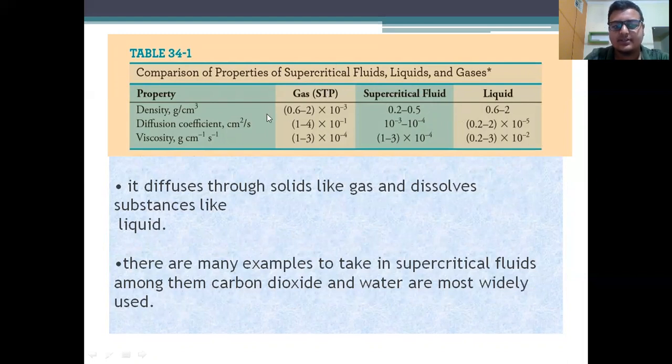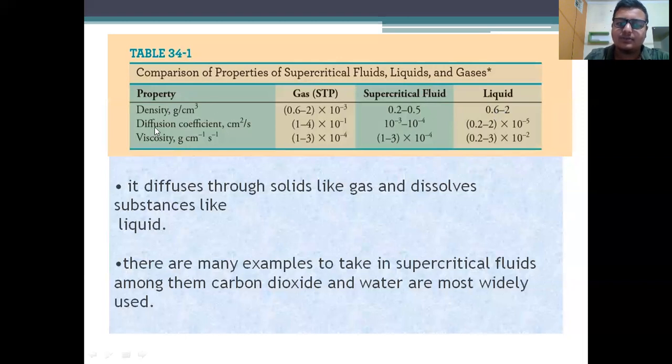So as you can see here in the table, the supercritical fluid has the density of 0.2 to 0.5. When we see the density of a gas, it has 0.6 to 2 times 10 raised to the power of minus 3 gram per cm cube. When we see the density of liquid, it comes between 0.6 to 0.2. So the density of supercritical fluid exactly lies in between the gas and liquid, which means that it has both properties of a gas and liquid.